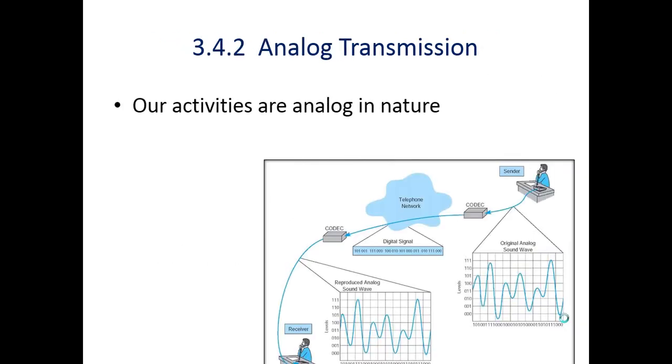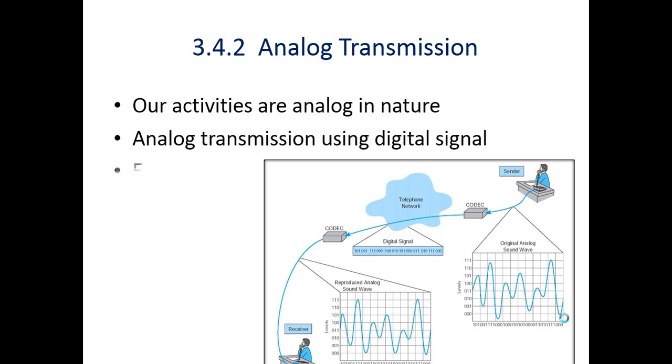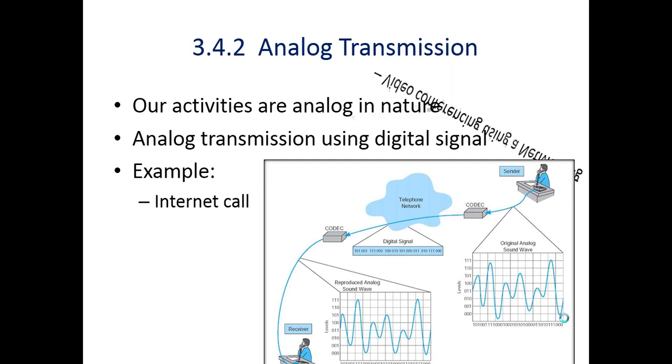Our day-to-day activities are analog in nature. Most activities are in this group, and analog transmission using digital transmission is possible. Internet calls and video conferencing are examples of analog transmission, meaning analog data is transmitted using the digital signal. How is this possible? See this example. This is the sender talking on a phone. The analog data is transferred further, and there is a device like a codec which converts analog data into digital data, and vice versa.